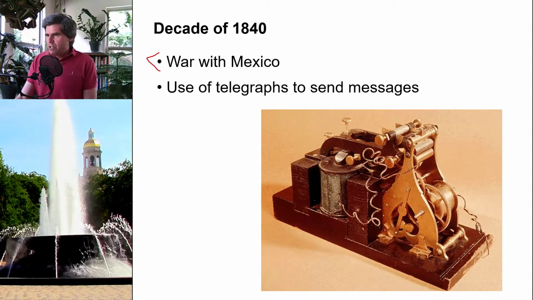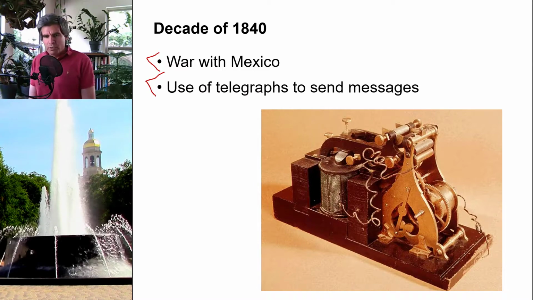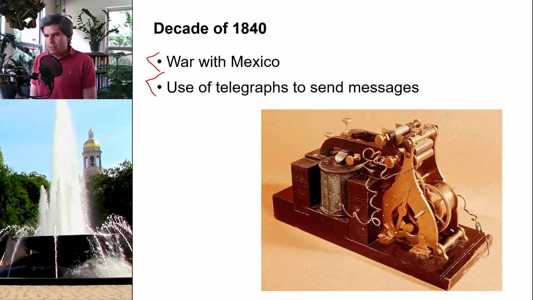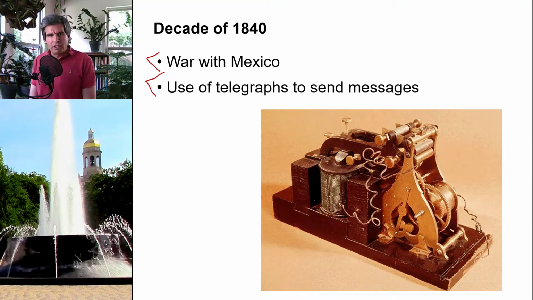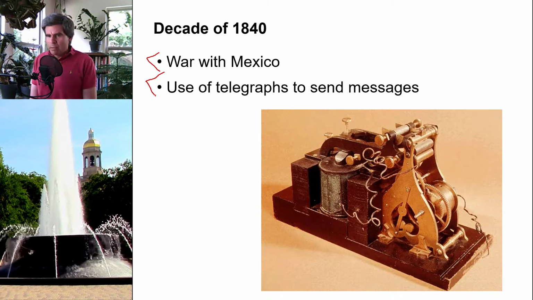And also, 1840 was the decade when telegraphs first started getting used. So that telegraph machine that could send messages, the dots and dashes, the click, click, click messages, using electricity to send a message over a wire. So Samuel Morse invented the telegraph. In 1843, Congress voted to use money to construct a telegraph line from Washington, D.C. to Baltimore. And then the next year, 1844, Samuel Morse himself sent the very first telegraph message.